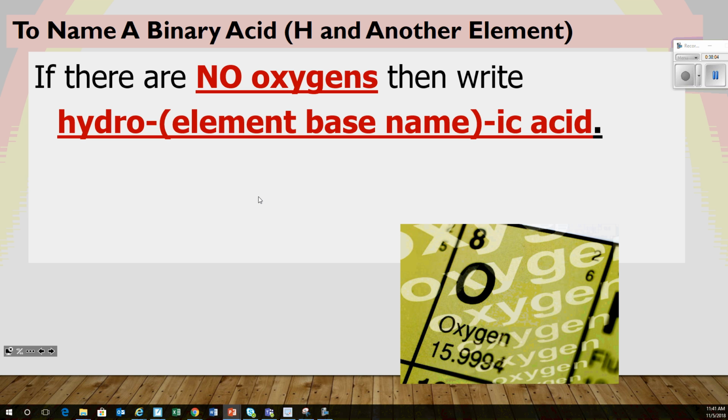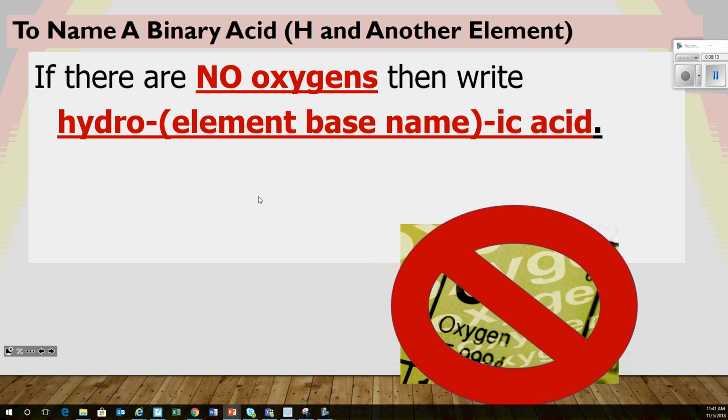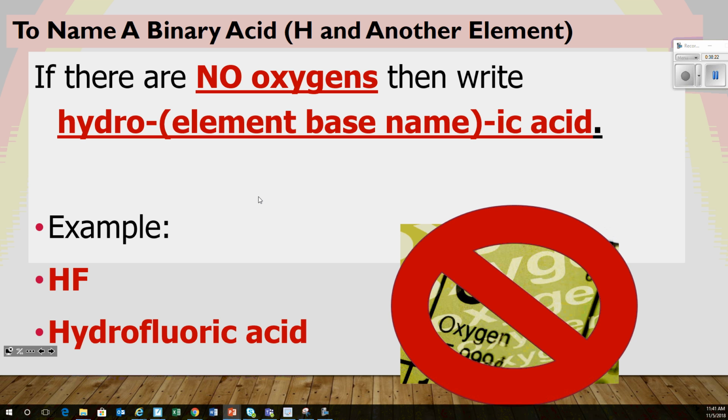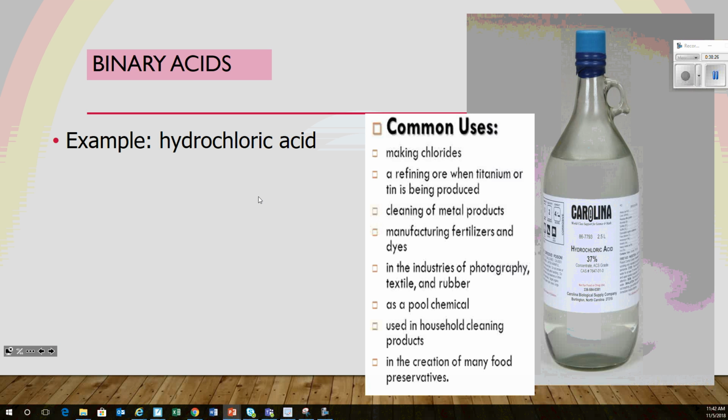So there are no oxygens, and you name it like this. Hydro, the base name of whatever hydrogen's with, ic, and acid. Okay, so no oxygens. HF would be what? Hydrofluoric acid, right? So, pretty easy, right? Let's go backwards. If I give you the name, can you give me the formula? Yes?